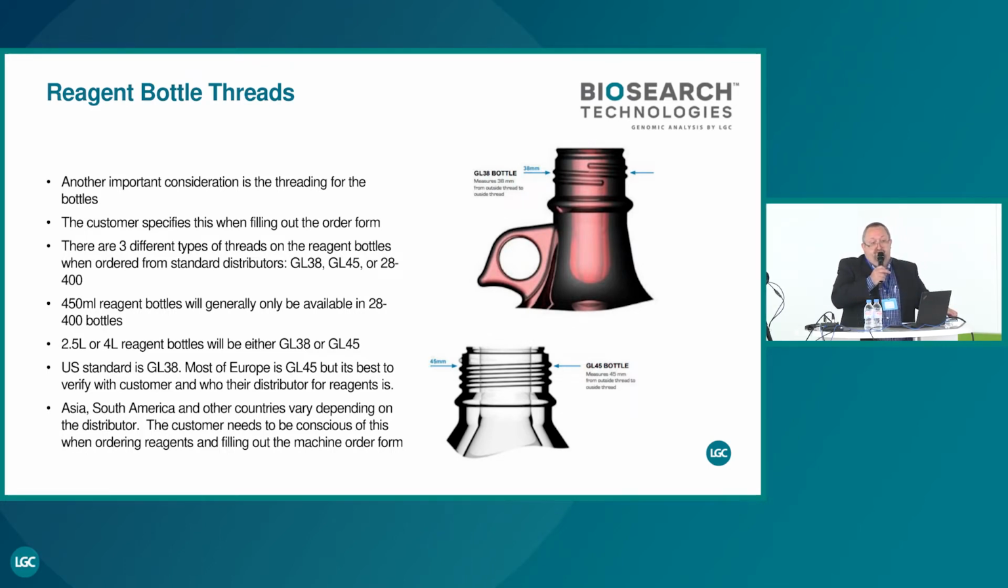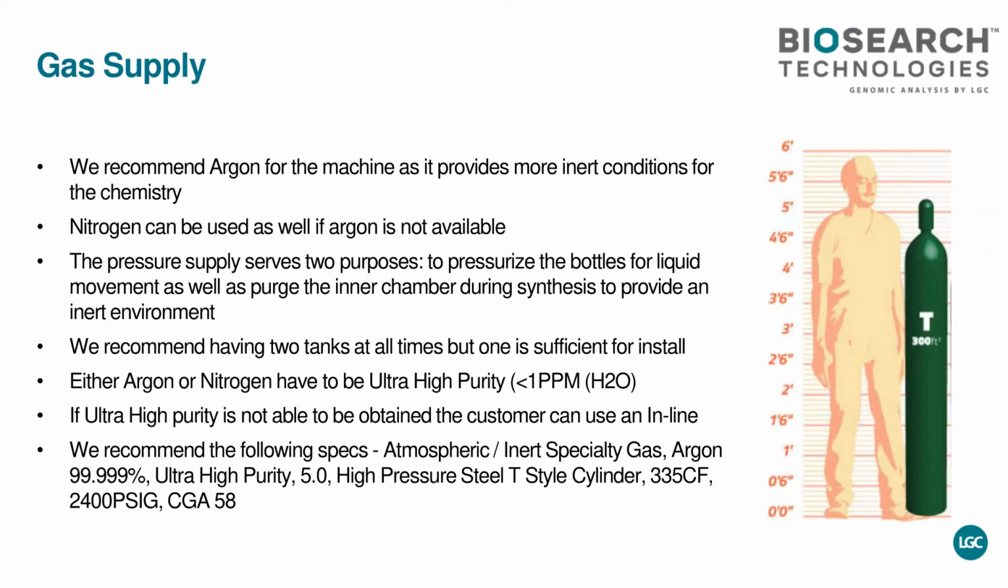One thing is very important. During the oligo synthesis, you need to avoid water at maximum during the synthesis of oligo. So one thing, we use gas for the synthesis. The gas is used for different reasons, to put pressure on the bottle and also to provide inert conditions for the chemistry. We recommend to use argon, 99.9999%. You can also use nitrogen. It's also working for the oligo synthesis.